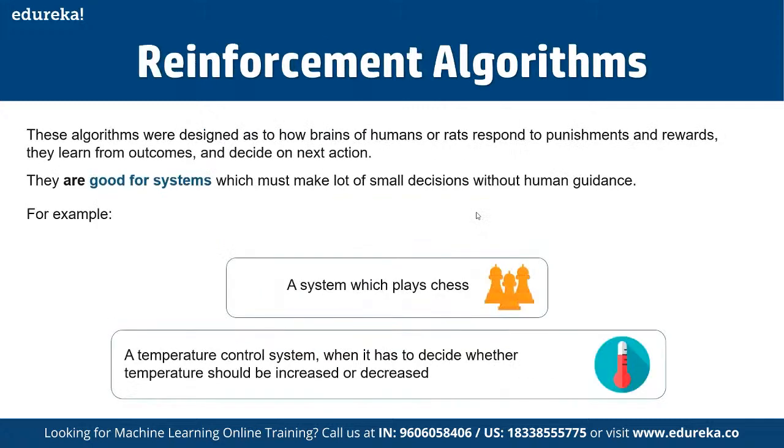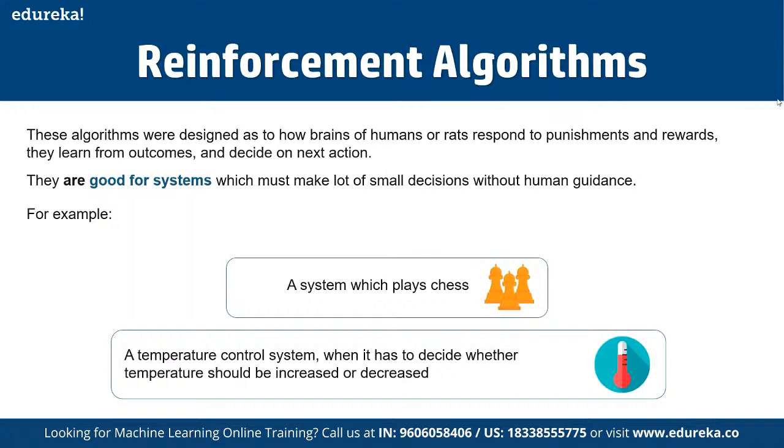Next, we have reinforcement algorithms. These algorithms were designed based on how the brains of humans or rats respond to punishment or rewards, just like the example of Pavlov. These are good for systems which must make a lot of decisions without any human guidance. Let's say when we are playing chess, making a self-driven car, or a temperature control system that has to decide whether the temperature should be increased or decreased.